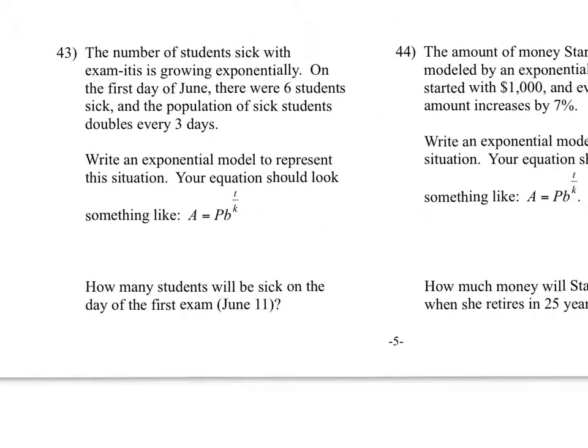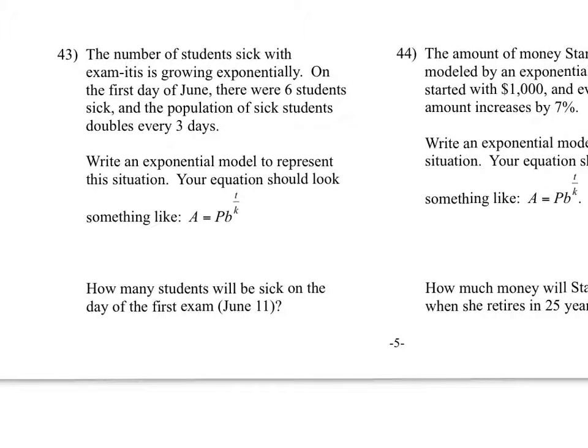For number 43, we're looking at kind of doing the opposite version of this, where we're building our own equation. And we're talking about students that are sick with examitis. And on the first day of June, there are 6 students sick. Okay, that's going to be that first value. And the population of 6 students doubles, so my rate is going to be 2. And that's just the number 2. We're not doing 1 plus 2. Doubles means 100% growth, so really it would be 1 plus 1, which is 2.